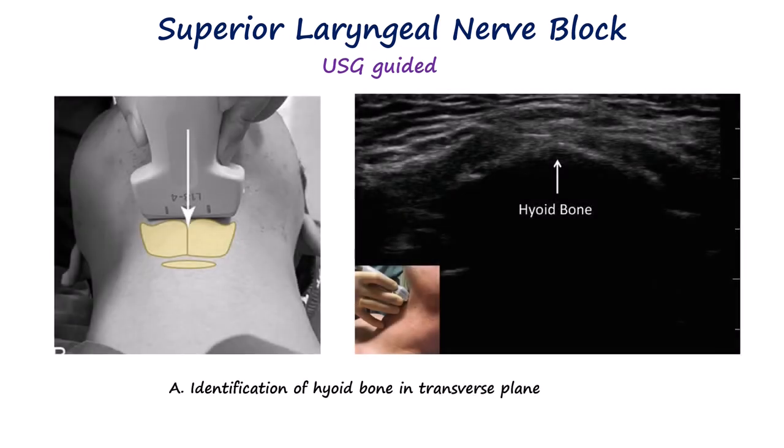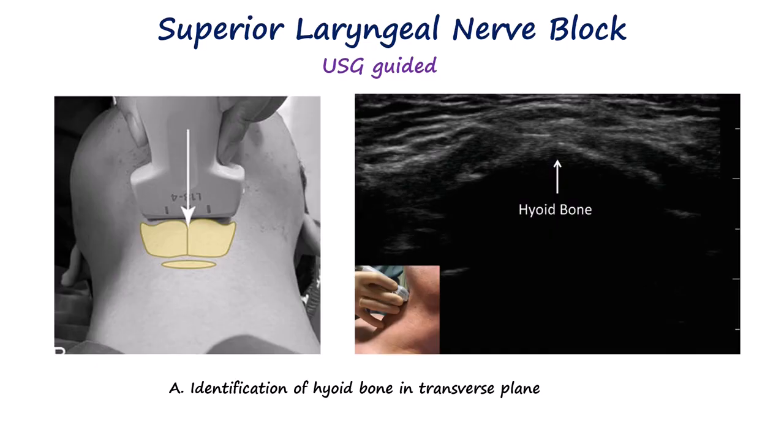Sometimes it can be difficult to identify the landmarks, for example in an obese patient, when trying to perform this block. Ultrasound can therefore be used to facilitate the deposition of local anesthetics to the correct place. For this, the patient lies supine with the neck slightly extended and the high-frequency linear probe is placed across the neck at the level of the hyoid bone.